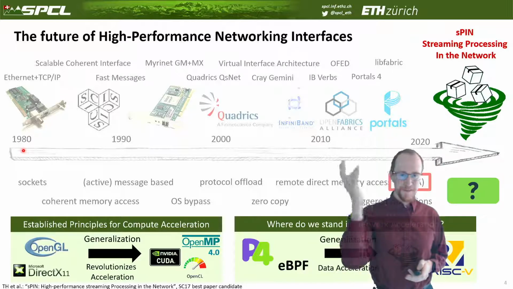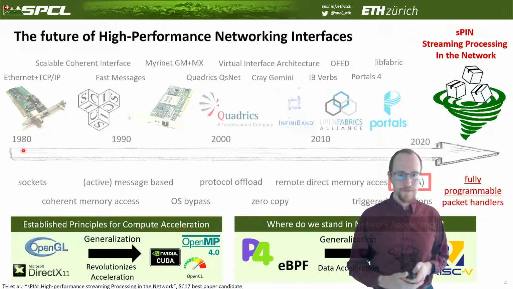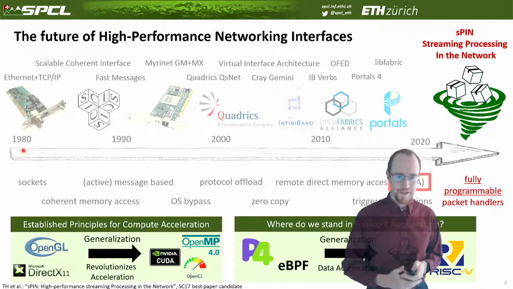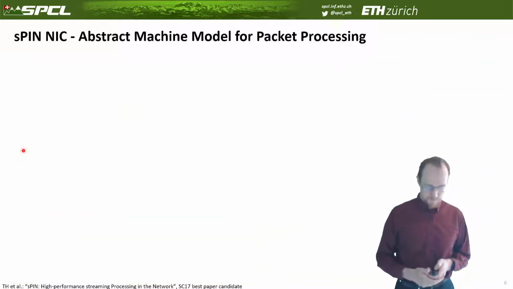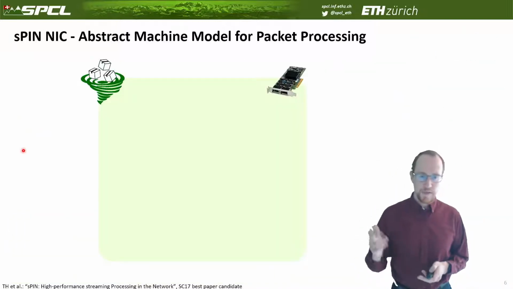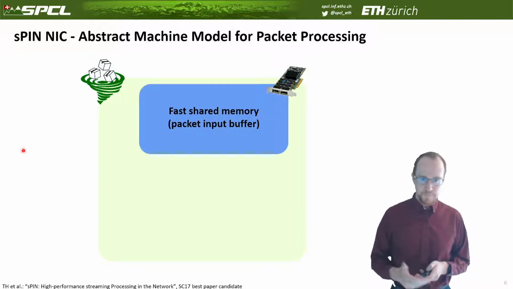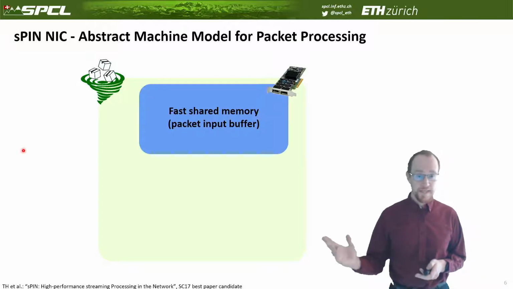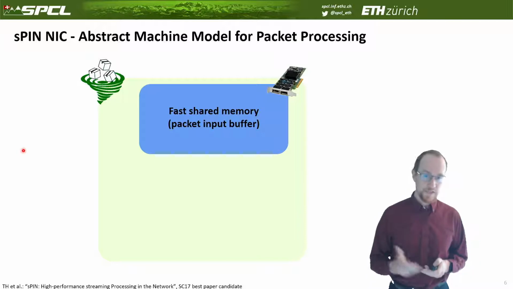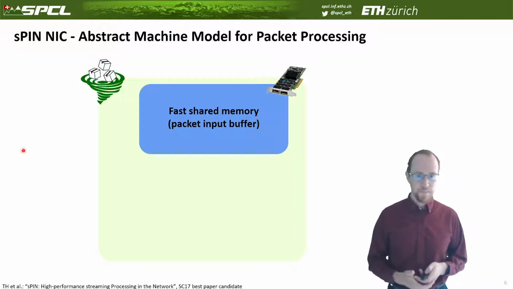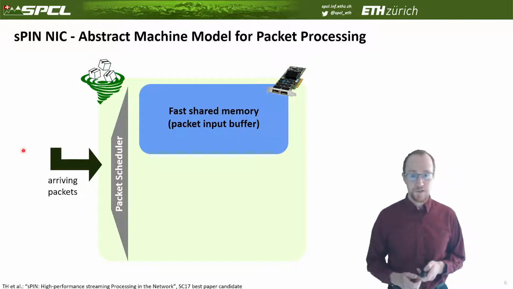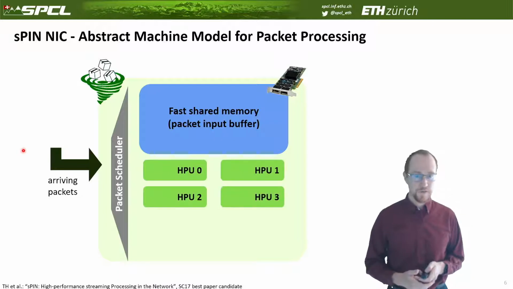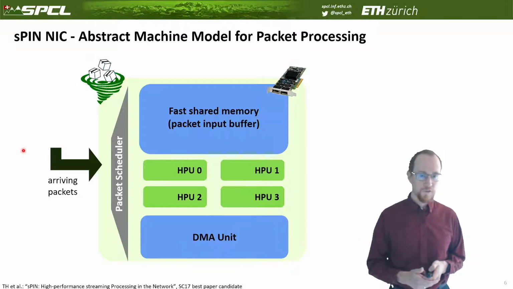Next comes, after all these interfaces, the streaming processing in the network interface with fully programmable packet handlers. So much for the motivation. How does it work in the abstract machine interface? The abstract machine is really, we have a NIC, slightly different from a CPU because a NIC has a fast shared memory, which is really the packet input buffer. It has a packet scheduler where all these arriving packets are scheduled to various units. In this case, the units are the handler processing units. We have 4 of these units in this view graph.